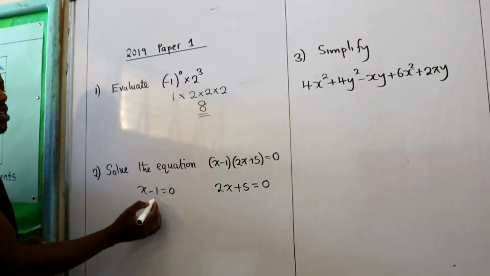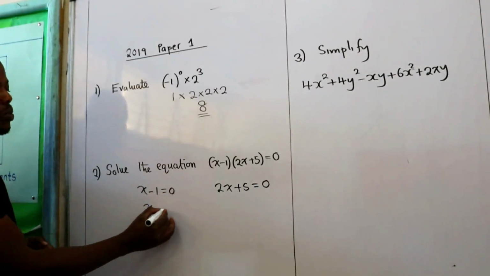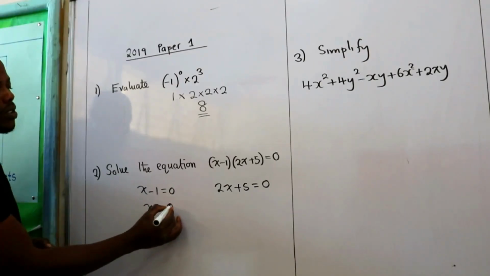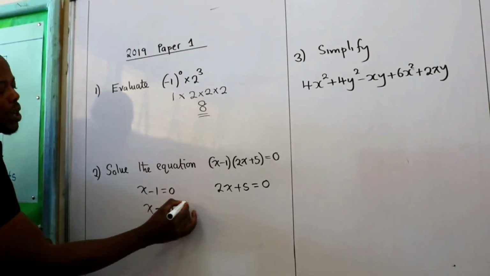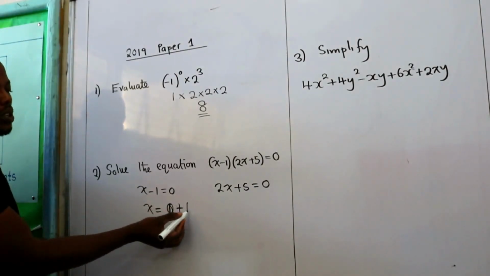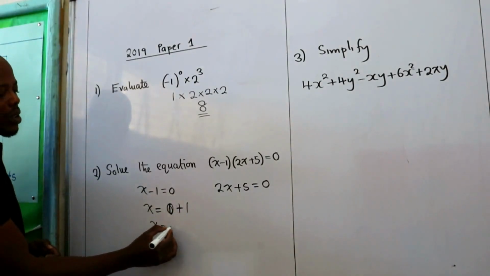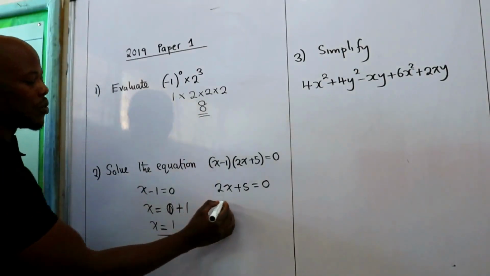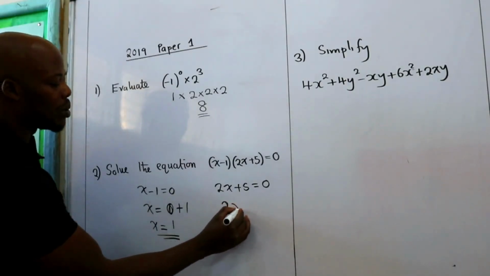The first one can be solved by grouping the like terms. So this would be positive 1, because if you say 0 plus 1, we add 1 to both sides. Here it will cancel, and you have x equal to 1. Okay? You group the like terms. Even here, the same thing must happen.